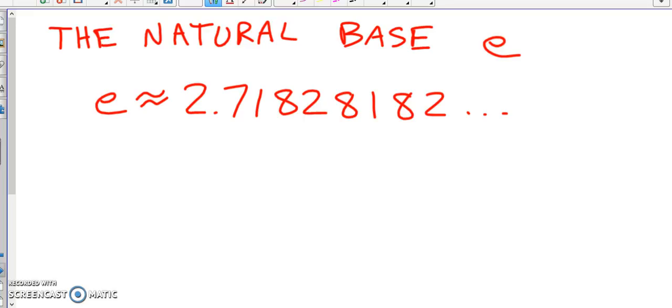Now you might wonder why we would ever concern ourselves with this number. I can tell you that it has very, very nice calculus properties. And that's all I can tell you, because I'd have to teach you some calculus in order to understand why it works the way it does. But it's a very, very nice number to work with from a calculus perspective.